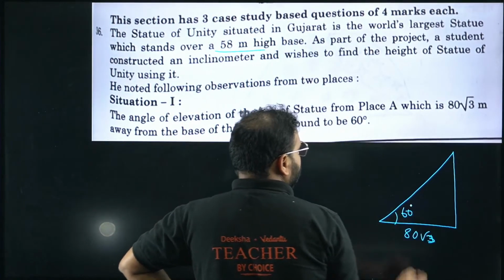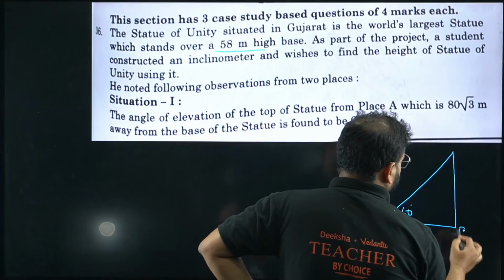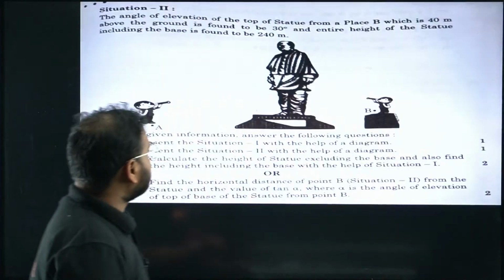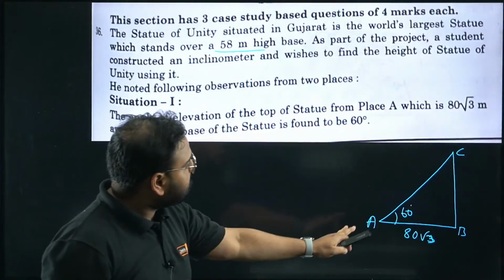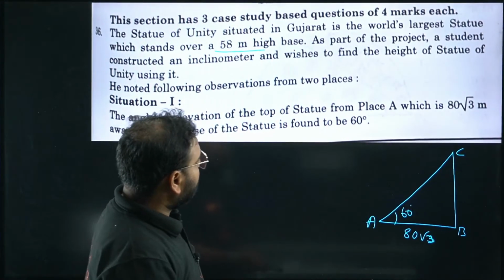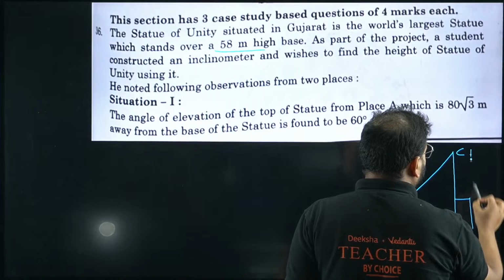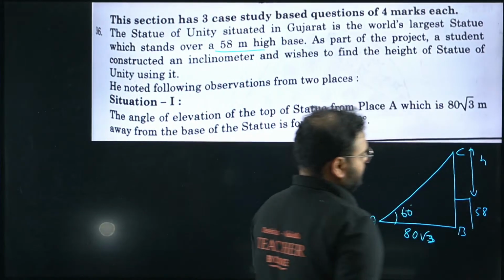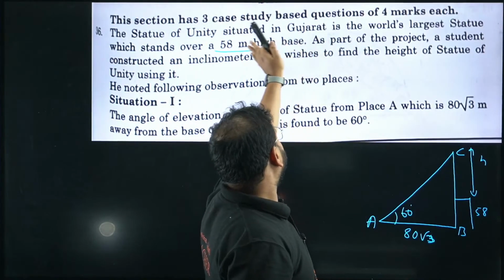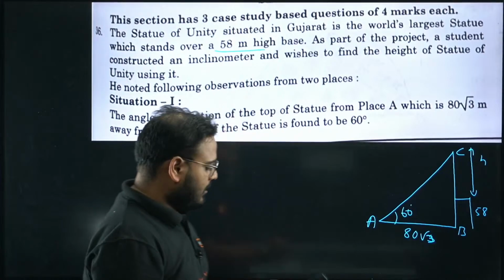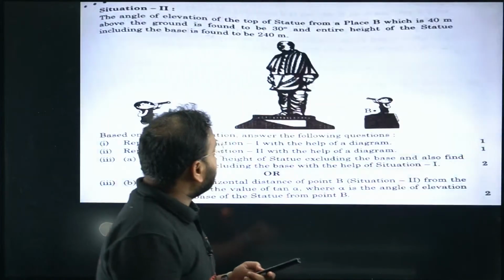Okay, 60 degrees. So what are we asked to find? Question 1 they have given here: represent the situation 1 with the help of a diagram. So this is done, correct? Of course, this will be your length over here, 58, and this will be the height of the tower. Let's call it H. The base height of 58 meters is given. After that, there will be the height of the Statue of Unity. What next do we have?